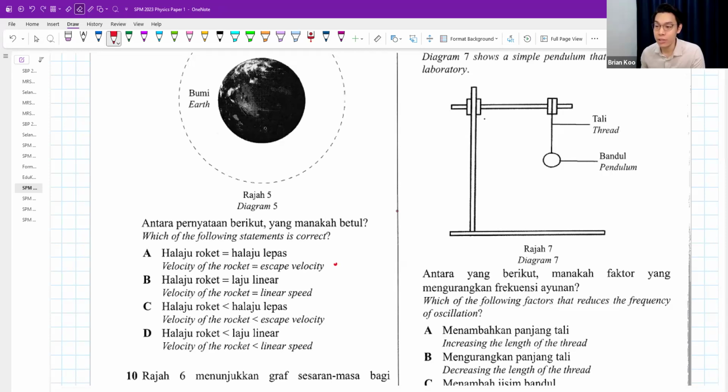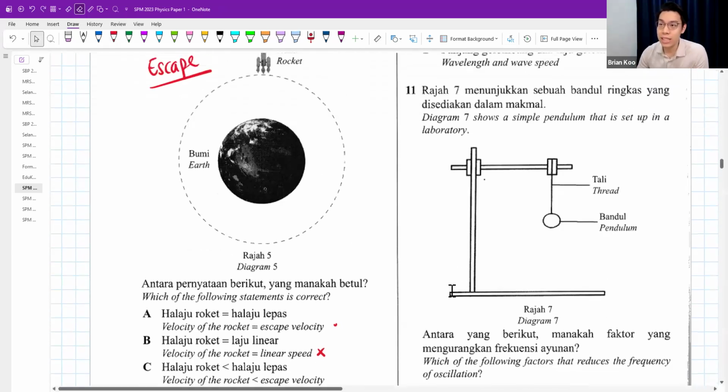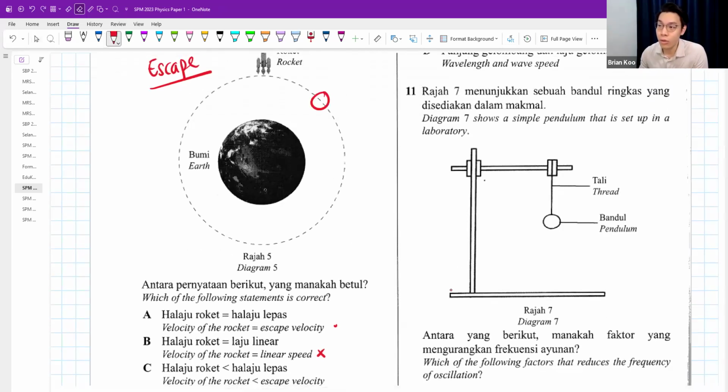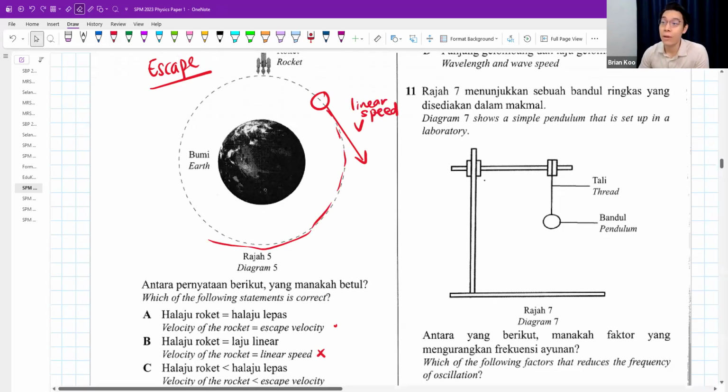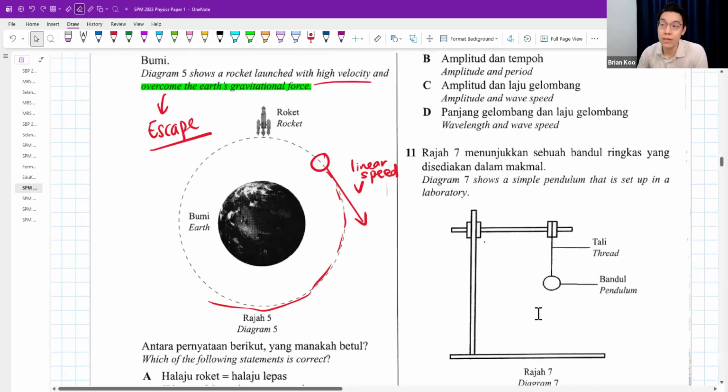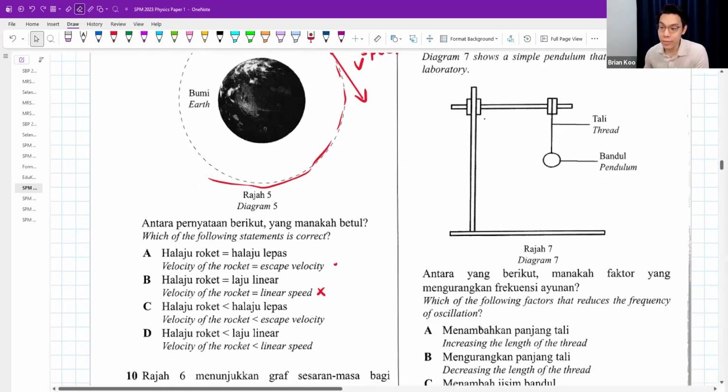Velocity of rocket is equal to linear speed. Okay, cannot. If it equals the linear speed, you cannot escape. Linear speed is the speed you need to orbit round and round in a circle. But the question says I want to escape. I want to overcome Earth's gravity. Anything linear speed is wrong.